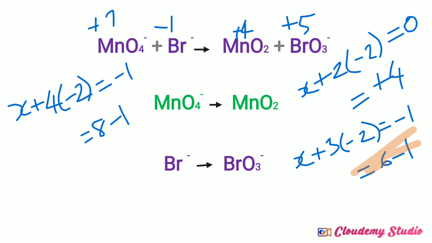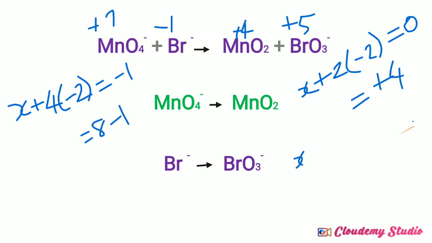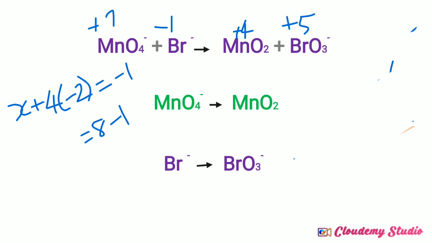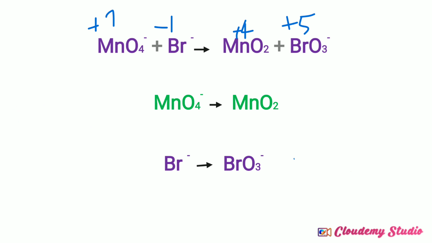Now we have got the oxidation numbers of manganese and bromine on both the reactant side as well as the product side. The oxidation number of manganese changes from plus 7 to plus 4. This is one change. The other change is the oxidation number of bromine changes from minus 1 to plus 5.